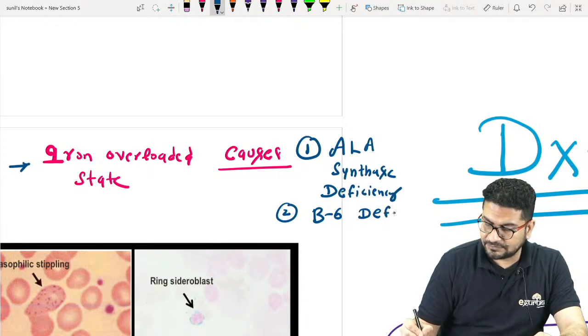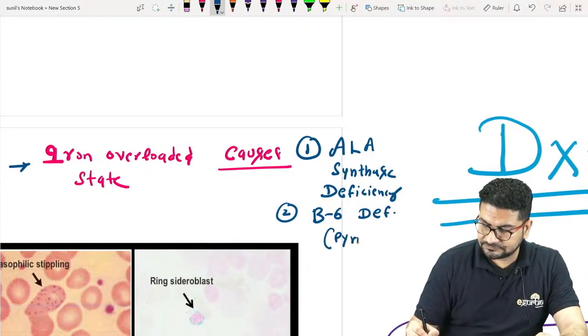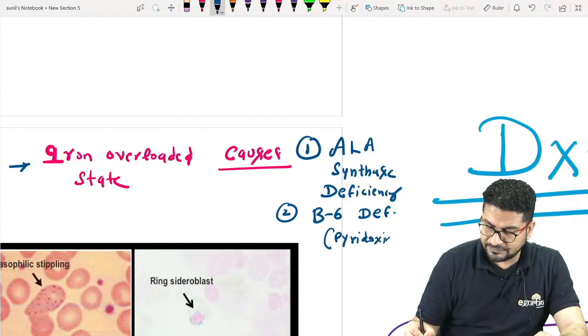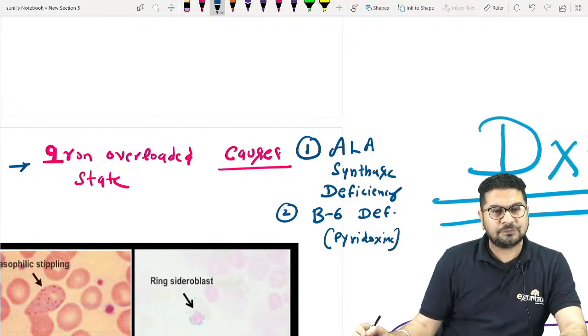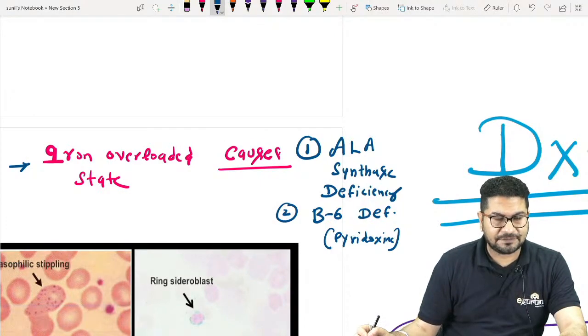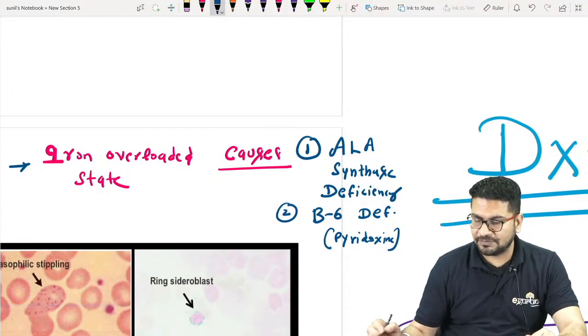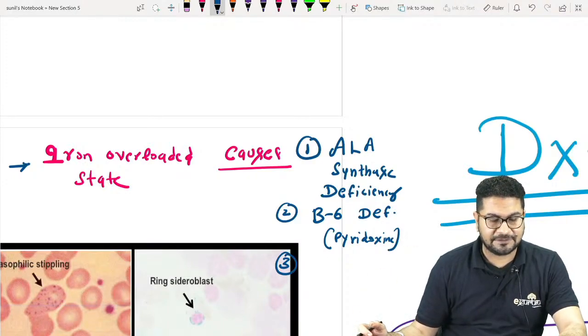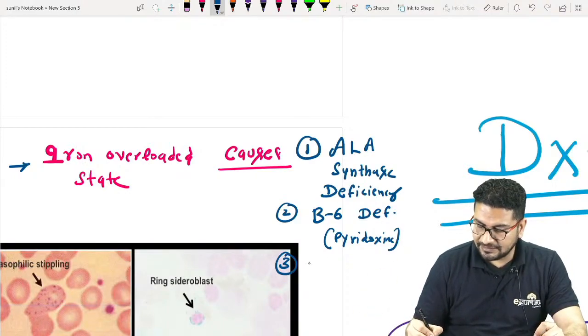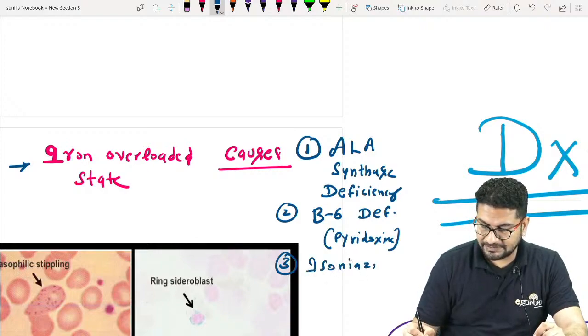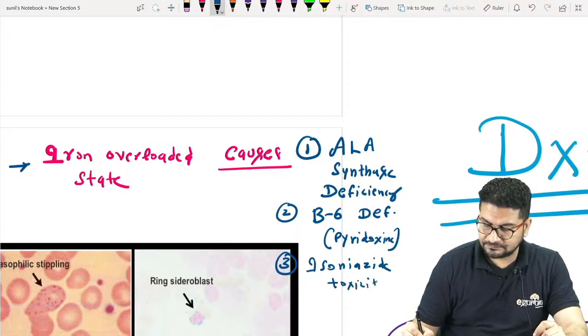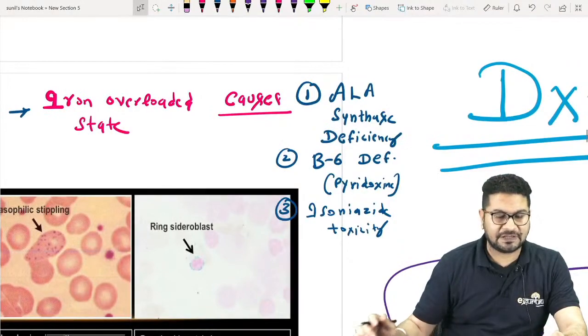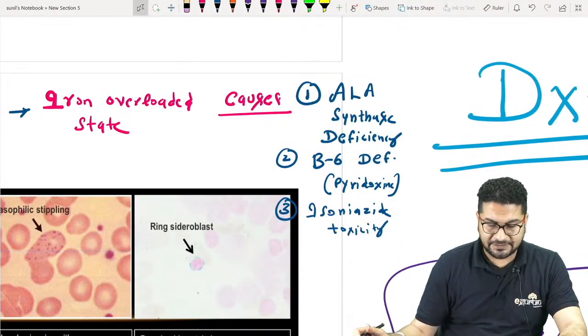B6 is your pyridoxine. It can be due to pyridoxine deficiency, but B6 deficiency is not that common. Those patients who develop TB are taking a drug called isoniazid. So remember, it can occur because of isoniazid toxicity.